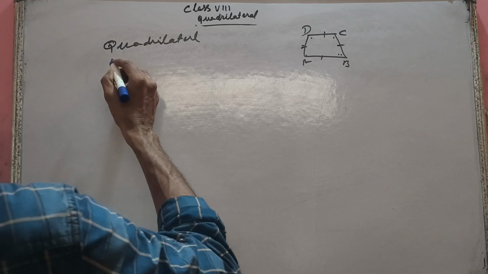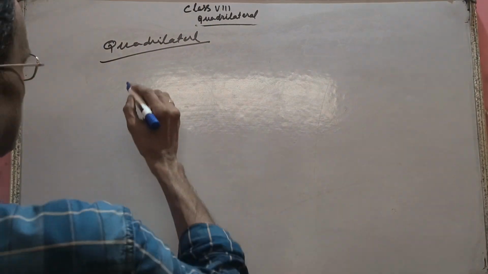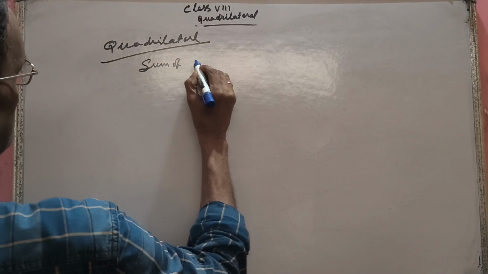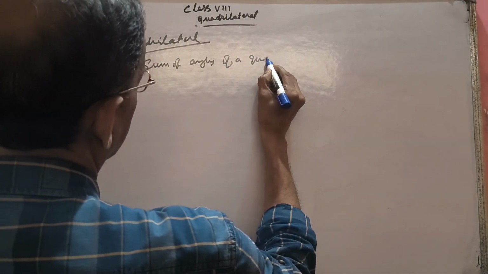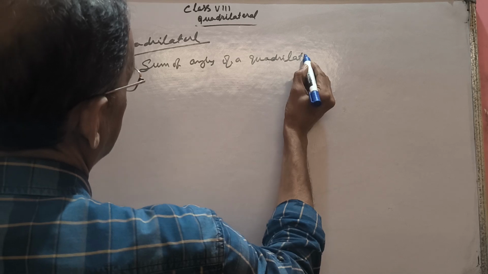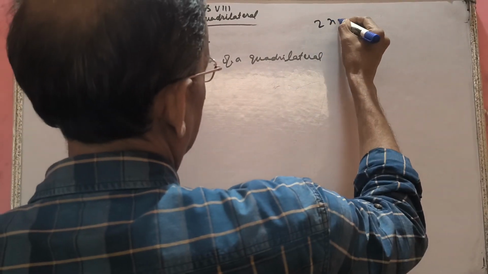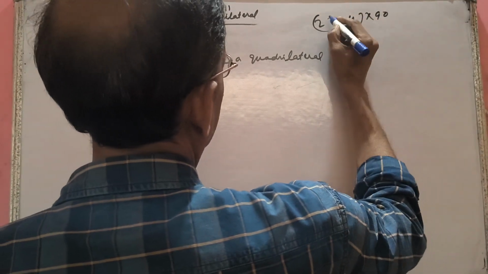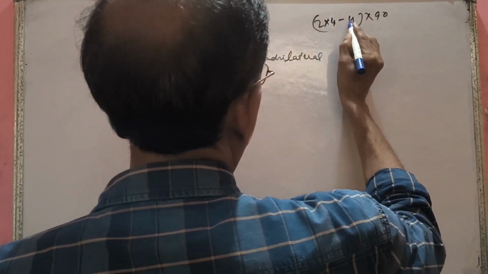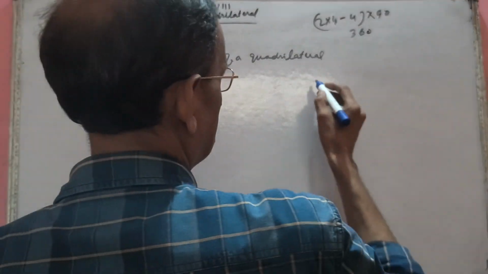So basically, the first property of a quadrilateral is the sum of angles. Sum of angles of a quadrilateral. We have the formula (2n minus 4) times 90 degrees, then we put n equal to 4. So how much will we get? 2 times 4 is 8, minus 4, 4, 360 degrees. But it can be proved logically, no? You need to prove it logically.